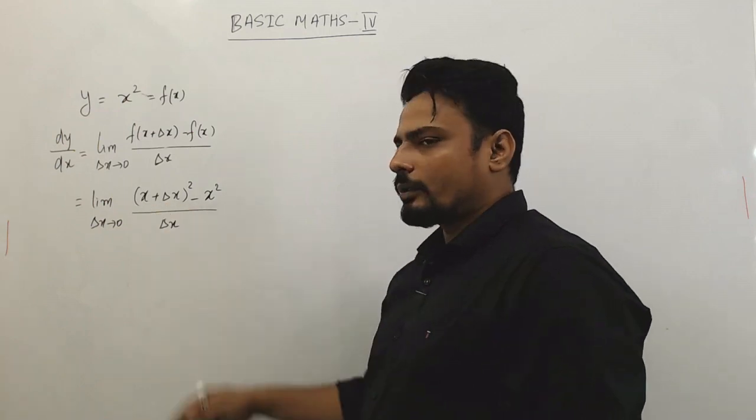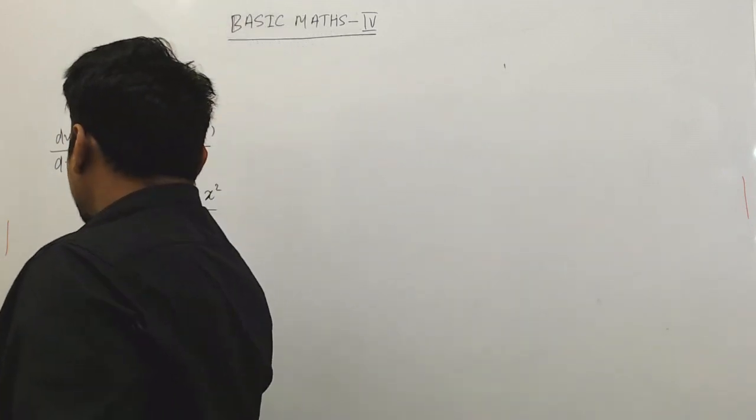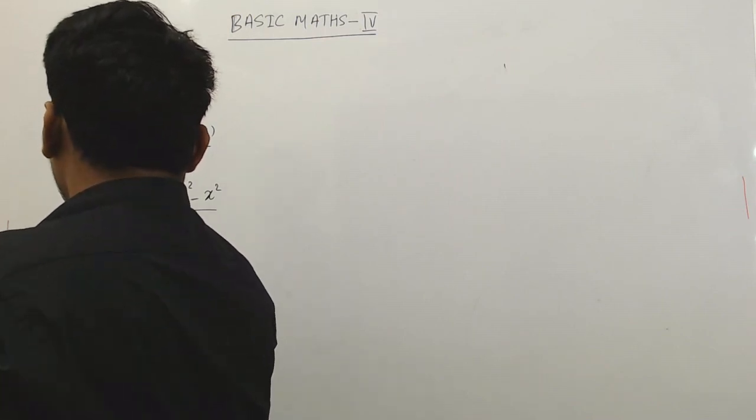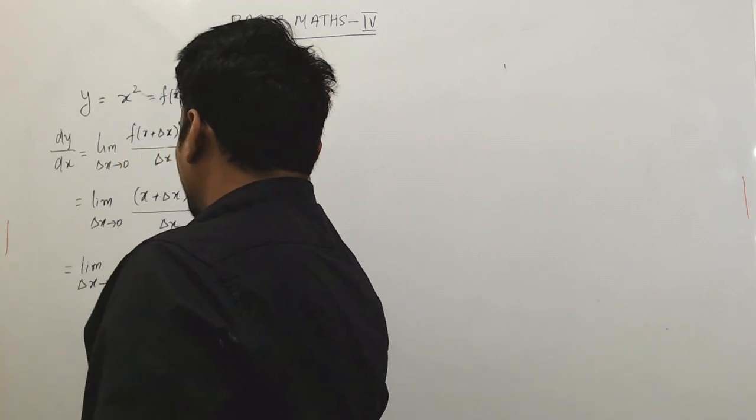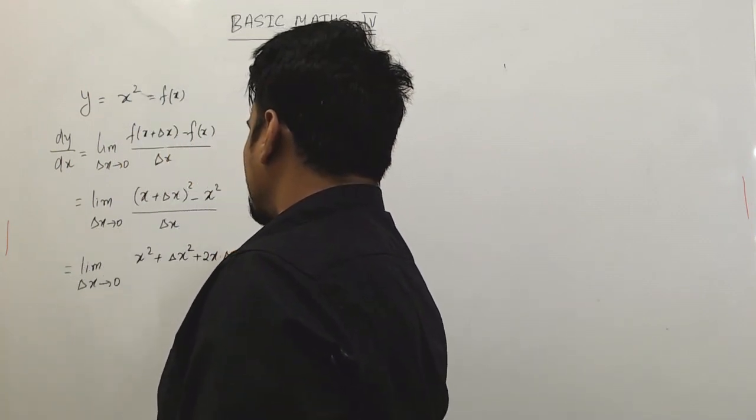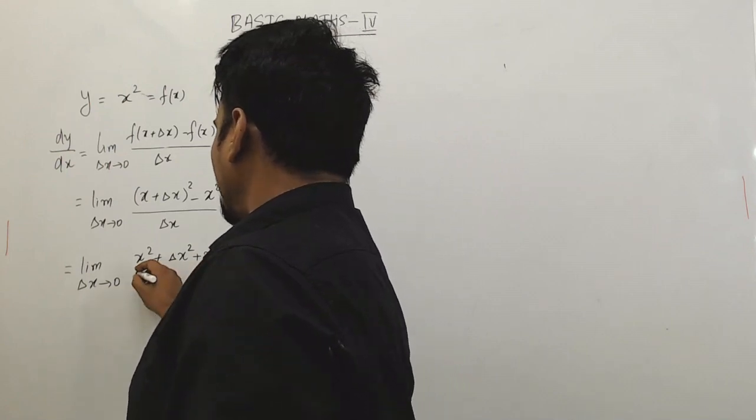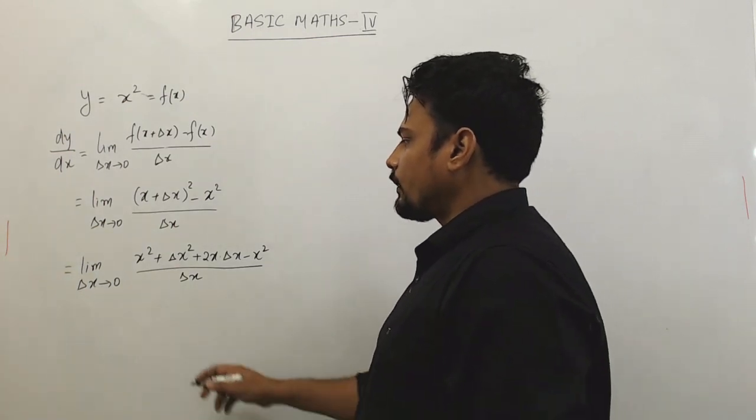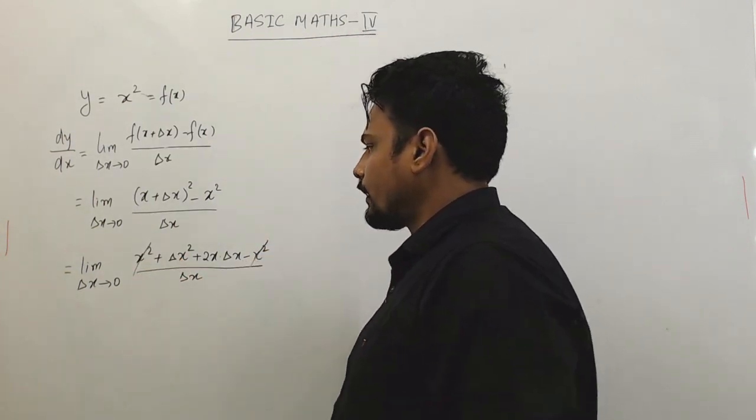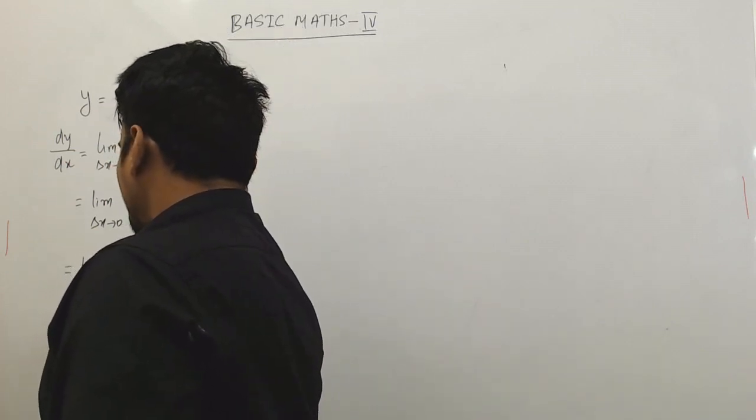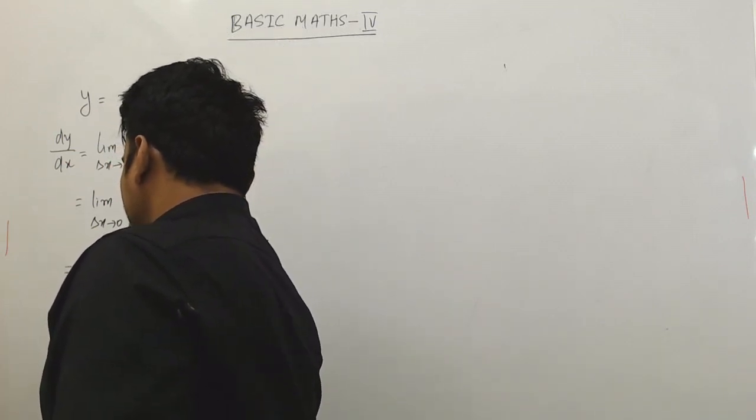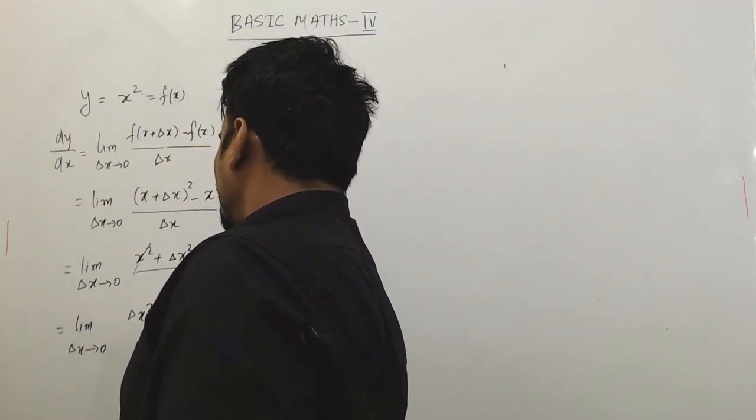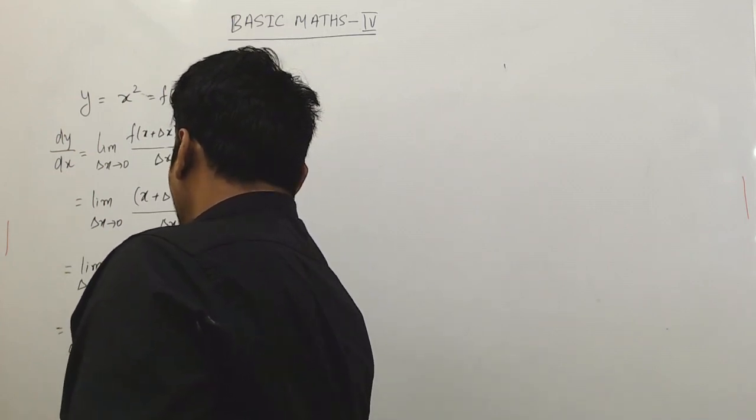Now we can expand this using (a plus b) whole square, that is a square plus b square plus 2ab. So limit delta x tending to 0, this becomes x square plus delta x whole square plus 2 times x times delta x, minus x square, and we have delta x in the denominator. Now this x square would get cancelled, isn't it? That would just leave you with limit delta x tending to 0, (delta x whole square plus 2 times x delta x) upon delta x.